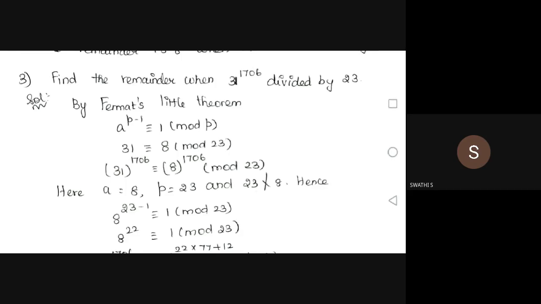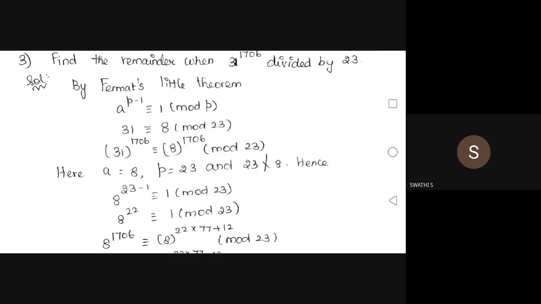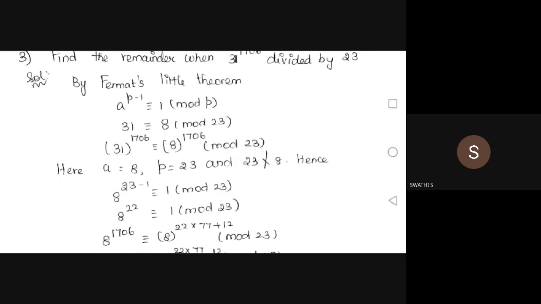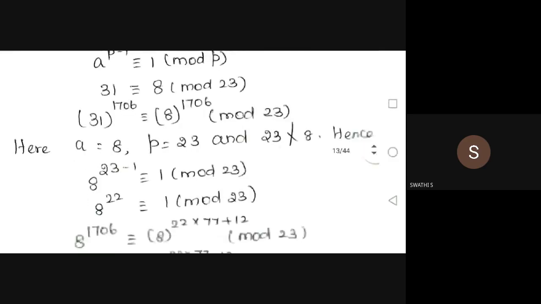So now we want the remainder for 8 power 1706, which is dividing by 23. So write down 8 power 1706 is congruent to 8 power, by division algorithm, the 1706 which will be divided by 22, you can get the remainder 12. So by the division algorithm, 1706 can be written as 22 into 77 plus 12. So then the next step we can write 8 power 22 the whole power 77 into 8 power 12.